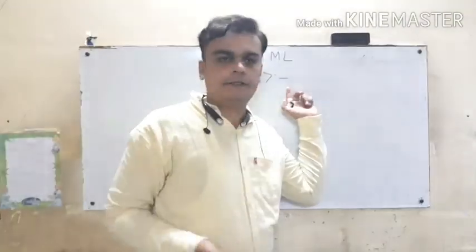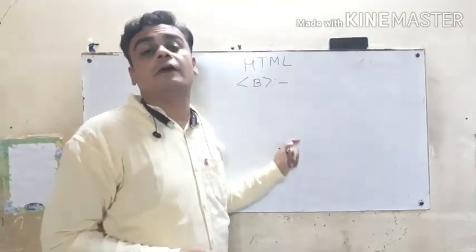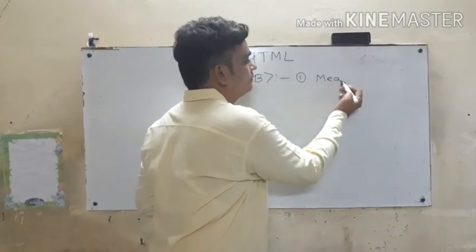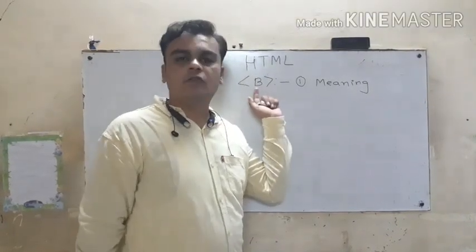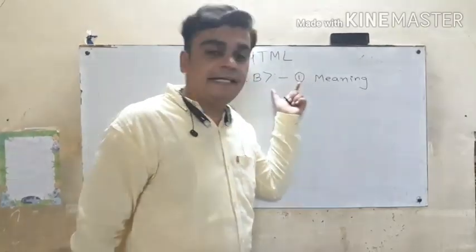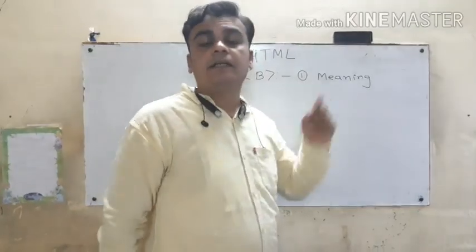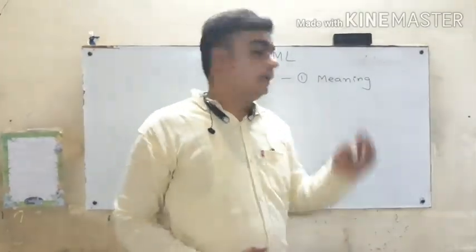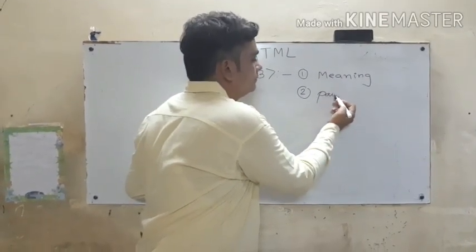So as I told you earlier, for every tag we have to write approximately 4 to 5 points. So what is our first point? Its meaning. So what is the meaning of the B tag? It represents bold form. Whatever text is written in my web page within this B tag is represented in highlighted form, or you can say bold form. Thereafter, my second point, it is a paired tag.